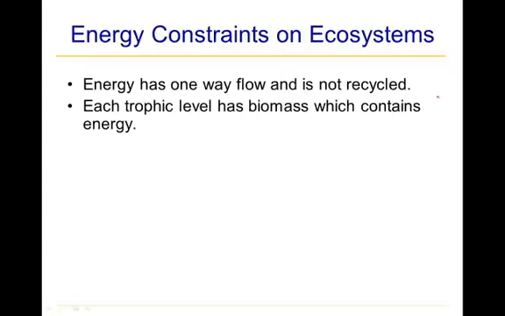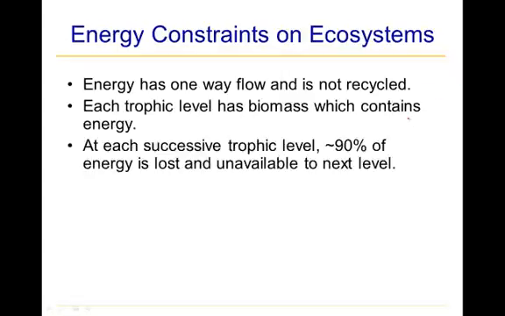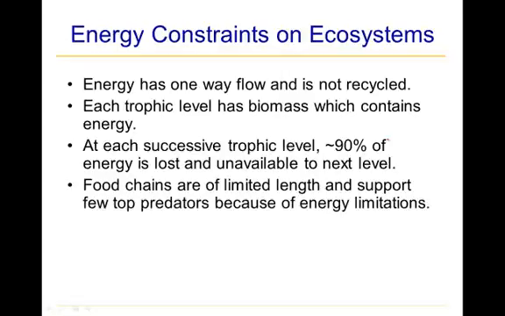Every trophic level has some mass, and that does contain energy. And as I said, at each successive trophic level, 90% of the energy is lost and unavailable to the next. Now, this is an important point that you should be able to explain in some detail, and that is that food chains are of limited length, and they support relatively few top predators because of energy limitations.